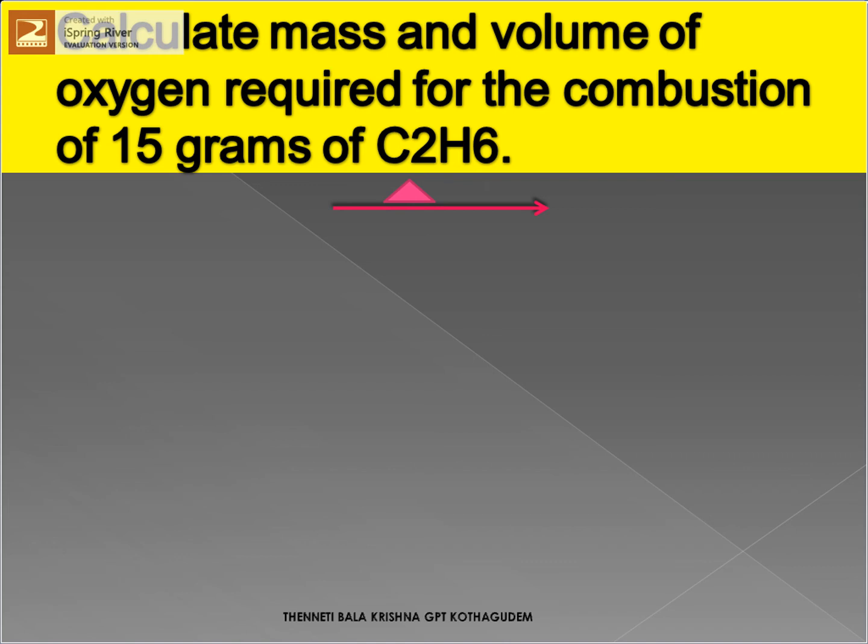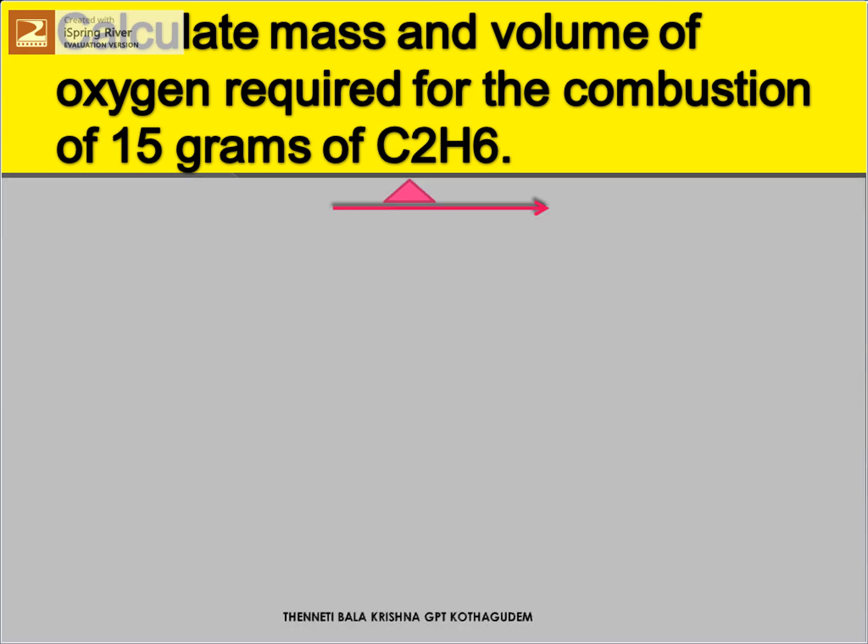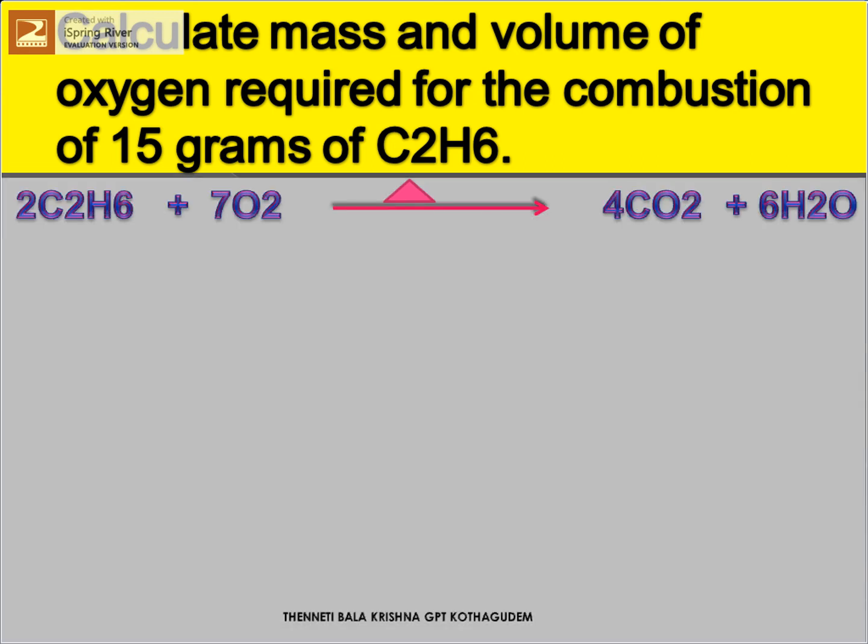Okay. Before solving the problem, you write the chemical equation. What is the chemical equation? 2C2H6 plus 7O2 giving rise to 4CO2 plus 6H2O. You remember this part only. If you get this part, you can automatically solve the problem.